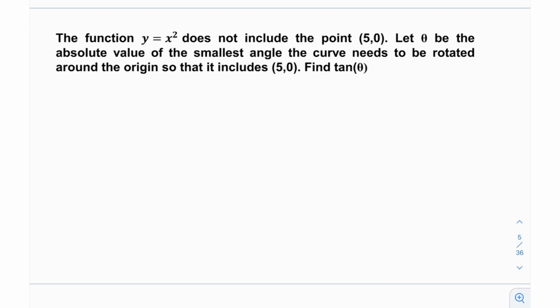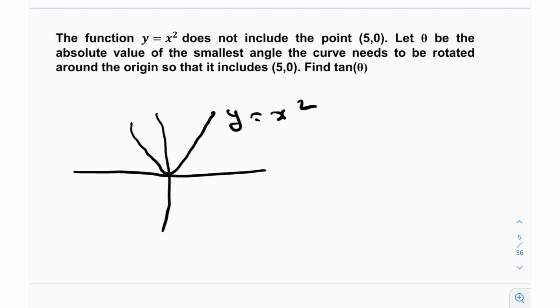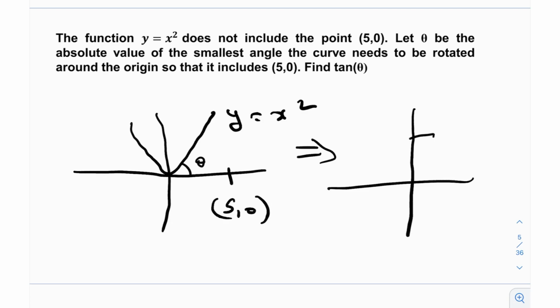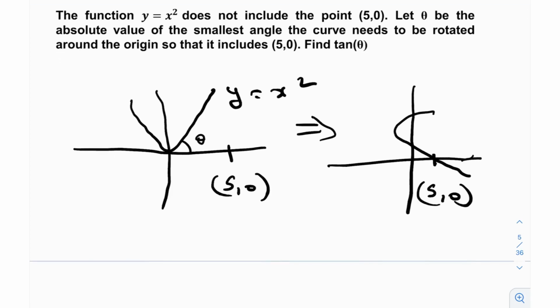So to simplify this down, what they're trying to tell us is that we have this curve y is equal to x squared, a standard parabola. And obviously, it does not pass through this point (5, 0). That's pretty clear, yeah? But they want us to rotate this curve by an angle, let's say theta, such that it does pass through (5, 0). So it looks something like this, for instance. This is (5, 0). It will essentially pass through x equal to 5 once you rotate it by this angle theta, and then we find the tangent of that theta, tan theta.